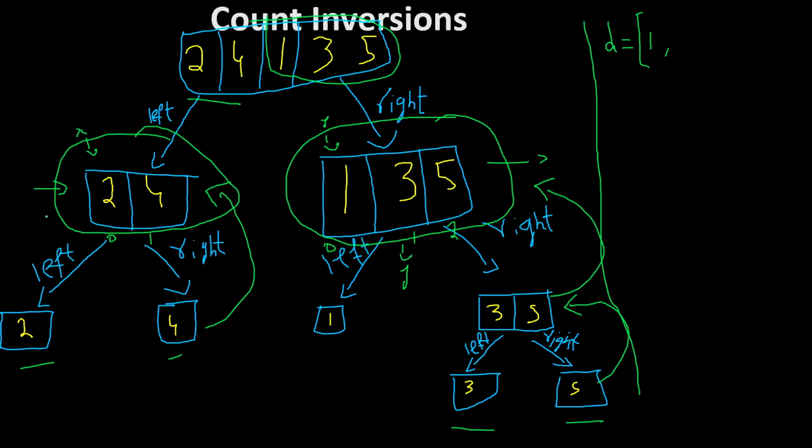Remember, the condition says the left side value should be smaller. Okay, if it is smaller, then we add the left side element. If the left side element is not smaller, then we add the right side element to the list here. Okay, now we have added 1 now.